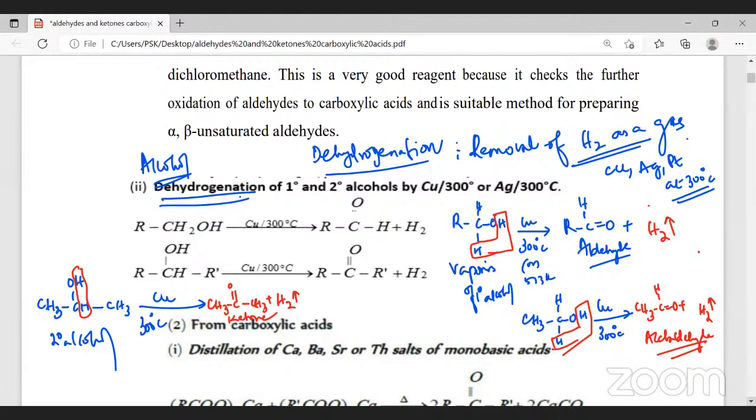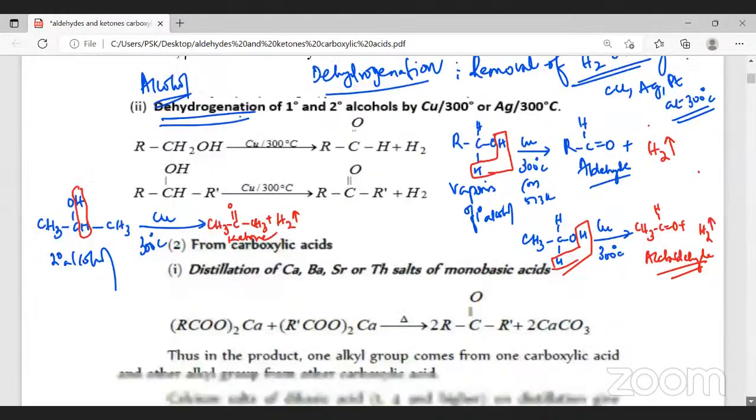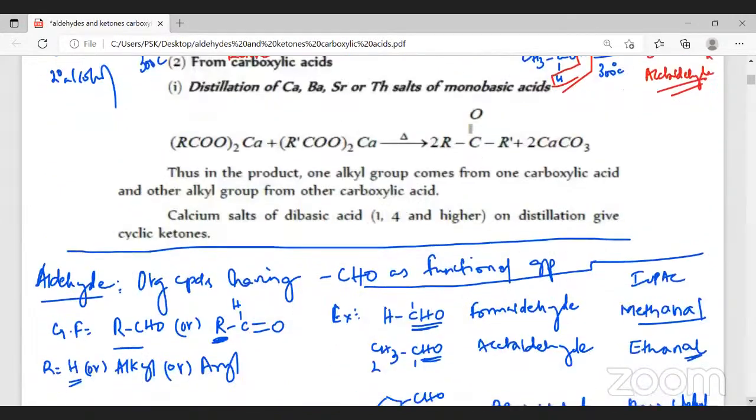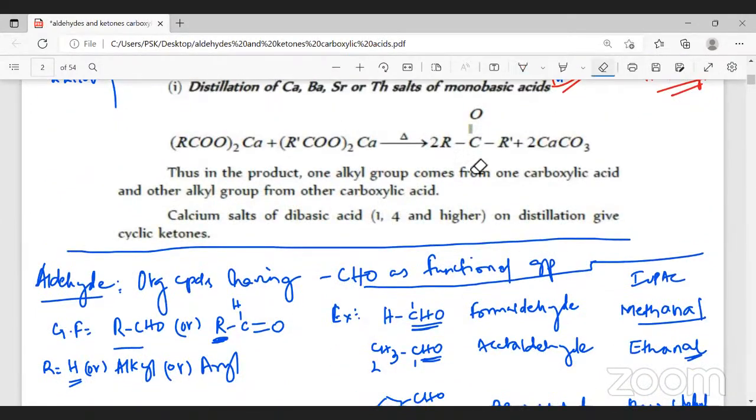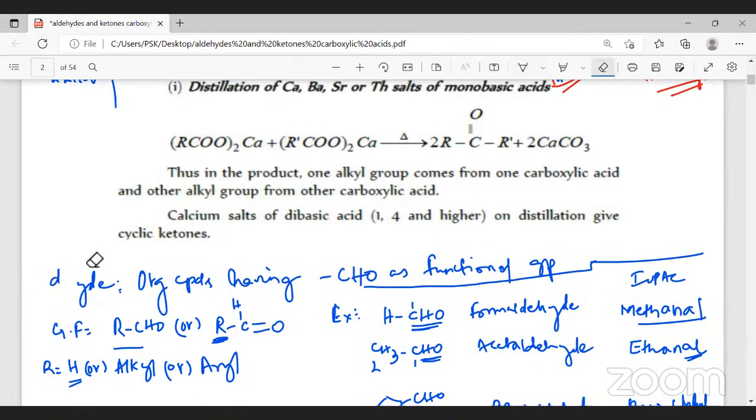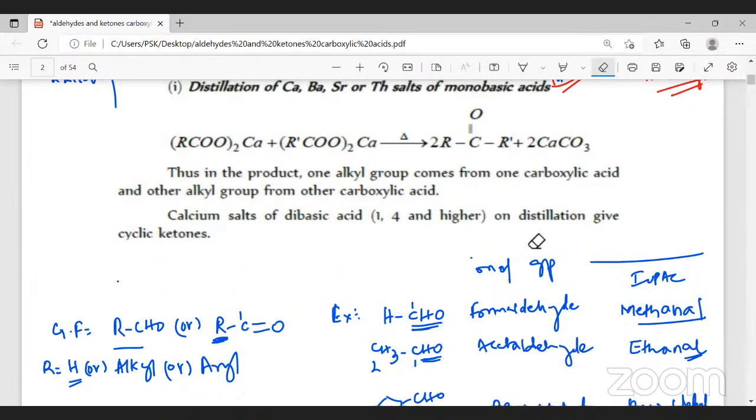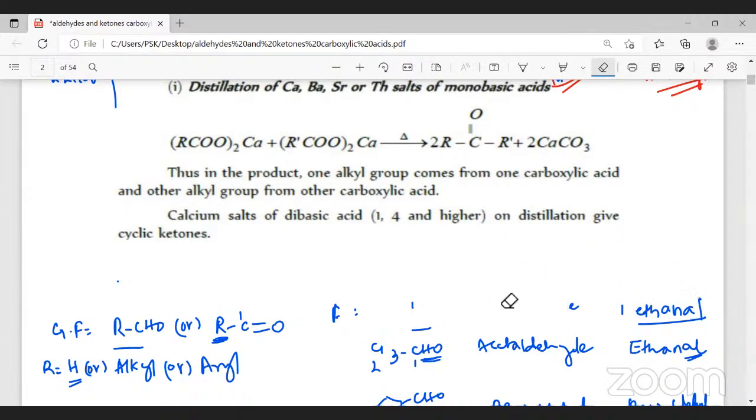Understood these two reactions? Now, we will learn the other method of preparation of aldehydes and ketones. I need some space, so I'll erase this.